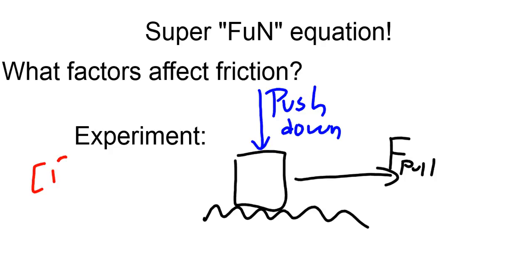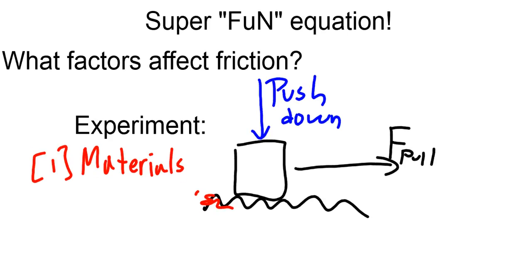So what are we changing when we're pushing down the object and when we're changing the surfaces? Well, in the first experiment, by changing the surface, by going from a smooth to rough surface, we change the materials. Okay? So something about the two materials has to do with how easy or hard it is to get it moving, which is kind of going to be the essence of friction.